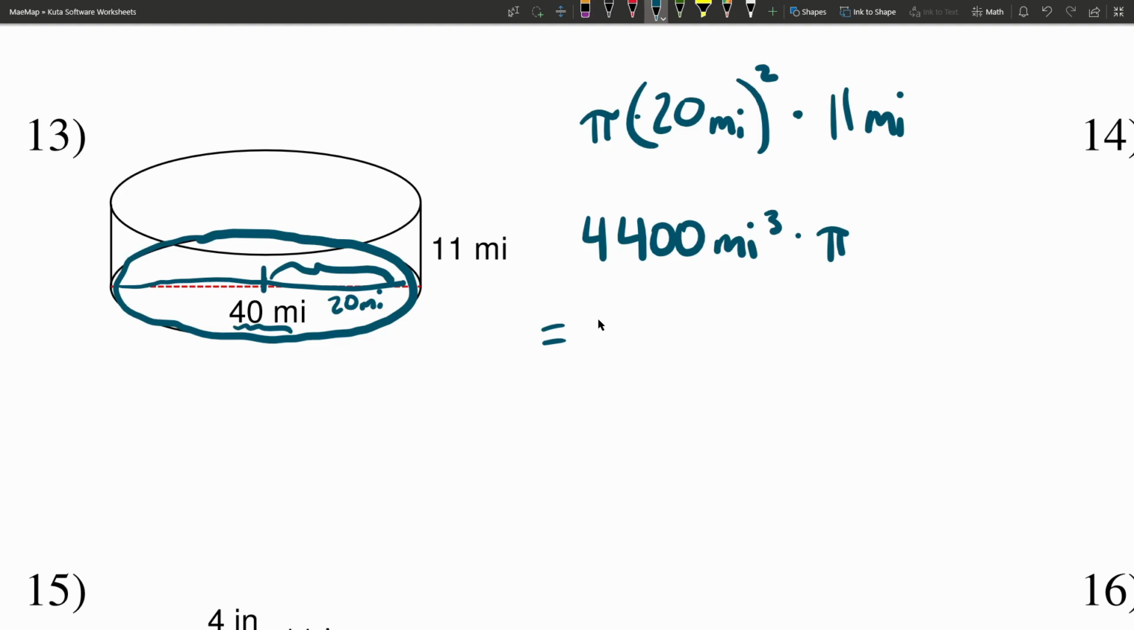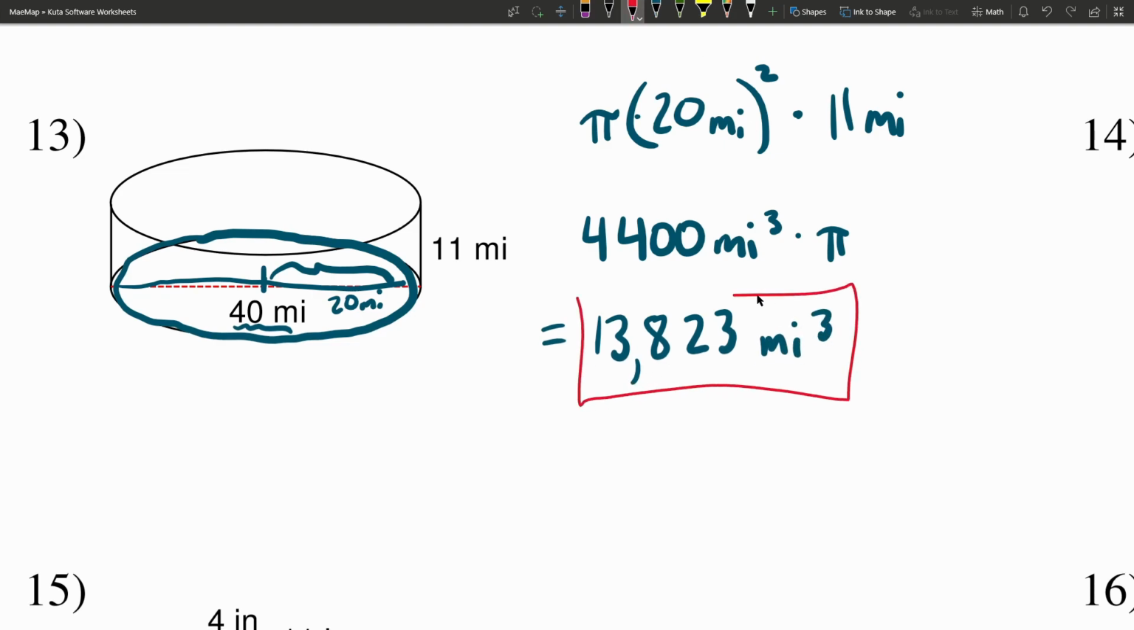So this is going to be equal to 13,823.00. So rounding to the nearest tenth, that's just 0.0, which is 13,823, and that's miles cubed. So if you were to just multiply that 4,400 by 3.14, you would only be at about 13,816 miles cubed. That's because you didn't use enough decimals on this pi when multiplying. The more decimals you use, the more accurate of an answer you get.